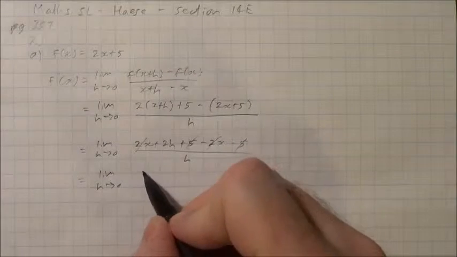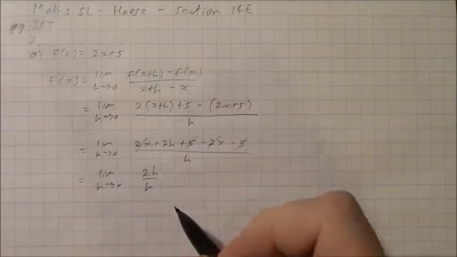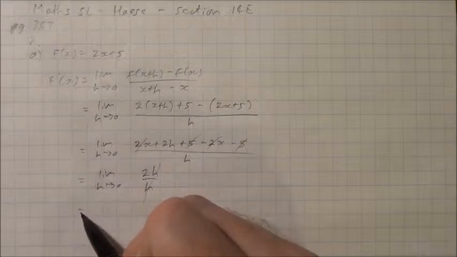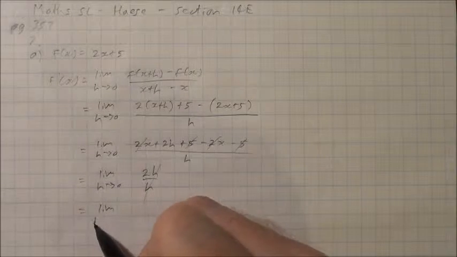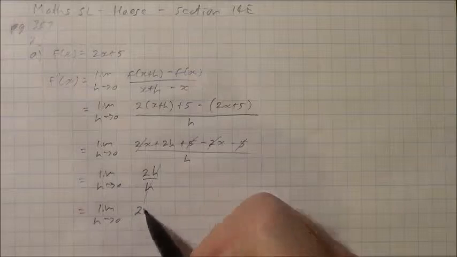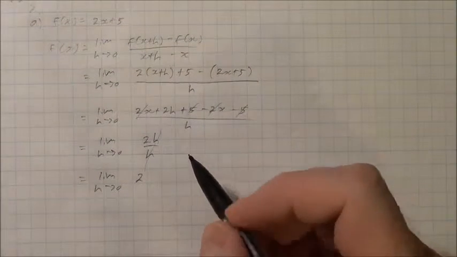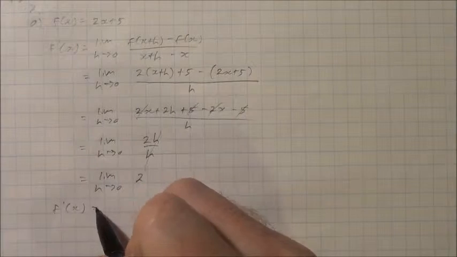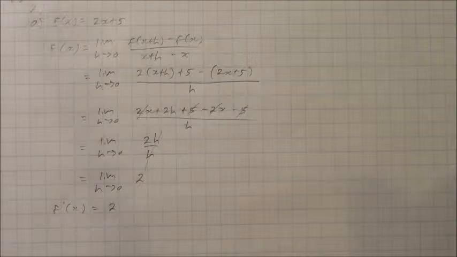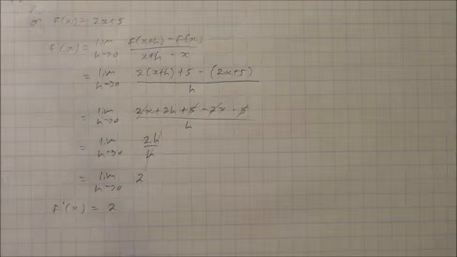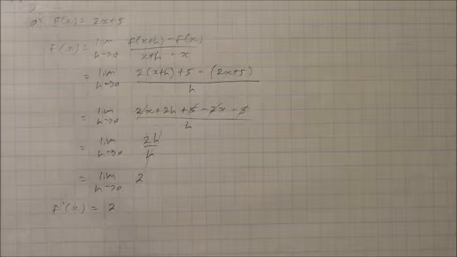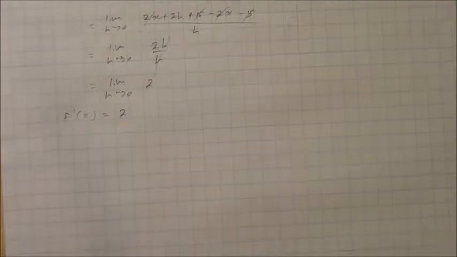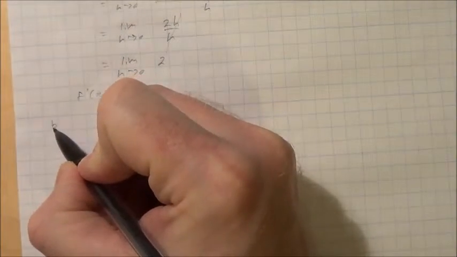And we're left with 2h over h. The h's will cancel out here, so we've got the limit of 2 as h approaches 0. Therefore, f prime of x equals 2. We'll move on to part B now, which is a little bit more involved.